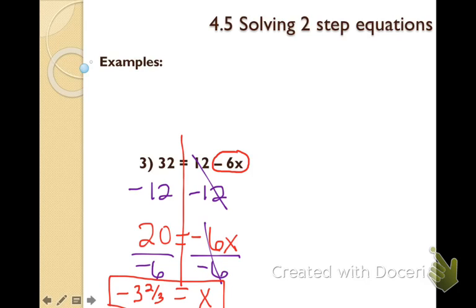Okay, we can plug it in to check. I would just use a calculator. So in my calculator, I'm going to do negative 6 times negative 3 2/3. Then I'm going to add 12. Hit enter, and boom, that equals 32. So I know it's right.